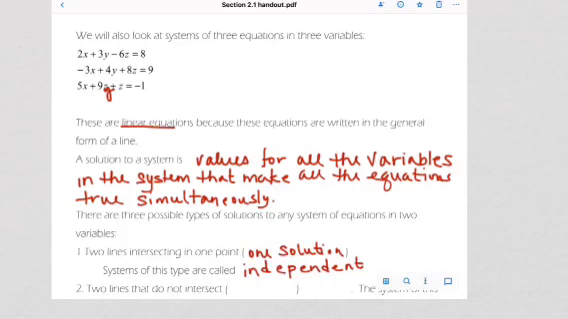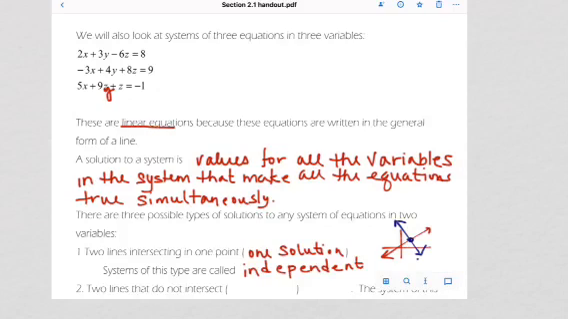Let me draw that first, sorry. Here's line 1. Here's the other line. They intersect in this point. That point lies on both lines, so it's a solution to the red line and it's a solution to the blue line, so it makes both equations true at the same time. That system is called independent.